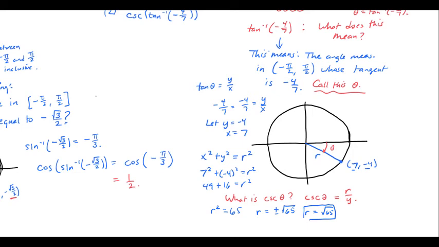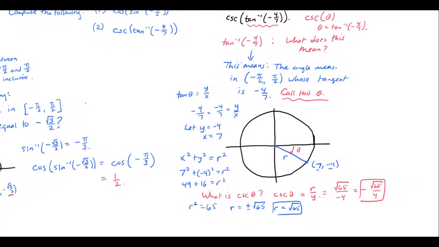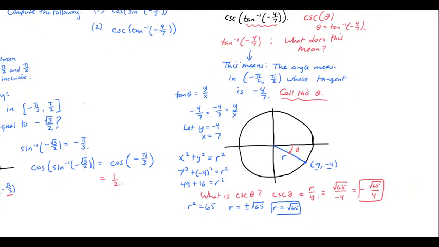So that means that the cosecant of theta is r over y. R is root 65, and y is negative 4. So I can simplify that a little bit by pulling the negative sign out, but there's not much more that I can do there. That's about as far as I can go. So summarizing, I now know that the cosecant of the arctangent of negative 4/7 is equal to negative root 65 over 4.